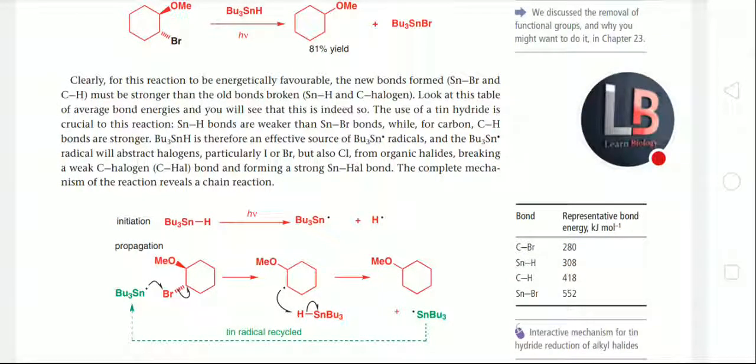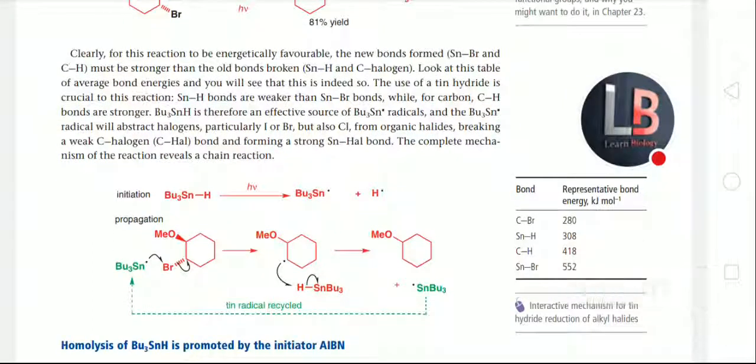The use of tin hydride is crucial to this reaction. Sn-H bonds are weaker than Sn-Br bonds, while for carbon, C-H bonds are stronger. Bu3SnH is therefore an effective source of Bu3Sn radical, and the Bu3Sn radical will abstract halogen, particularly iodine or bromine, but also chlorine from organic halides. Breaking a weak C-halogen bond, a strong Sn-Hal bond is formed. The complete mechanism of the reaction reveals a chain reaction.